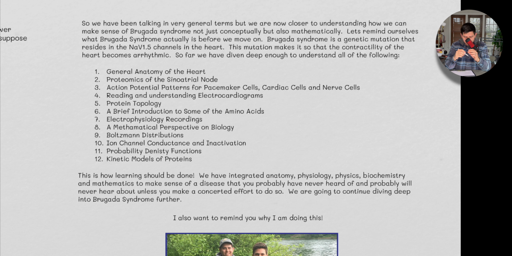So let's remind ourselves what Brugada Syndrome actually is before we continue. Brugada Syndrome is a genetic mutation that resides in the sodium channel voltage-gated ion channels within the heart. This mutation makes it so that the contractility of the heart becomes arrhythmic. And so far, we have dived deep enough to understand all of the following concepts in biophysics, and not just biophysics, biology and biochemistry as well.